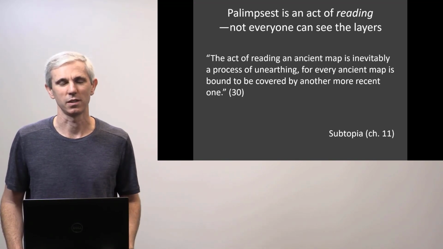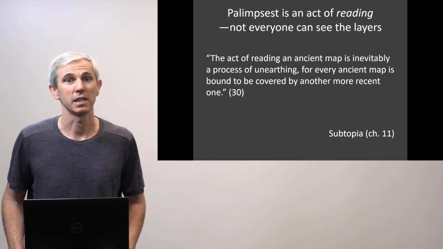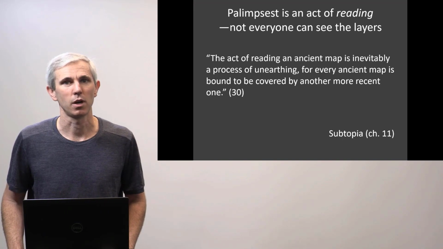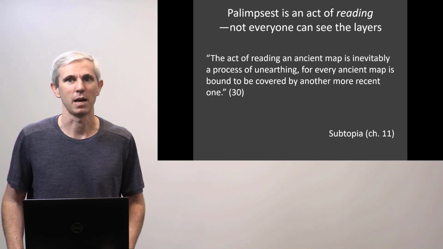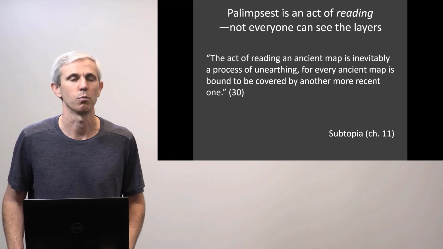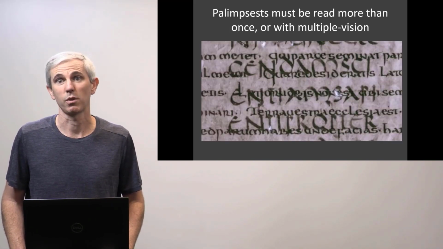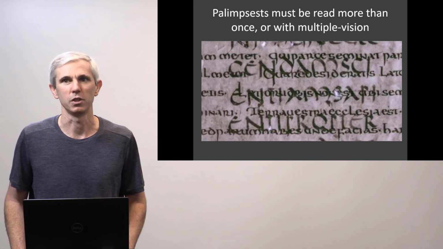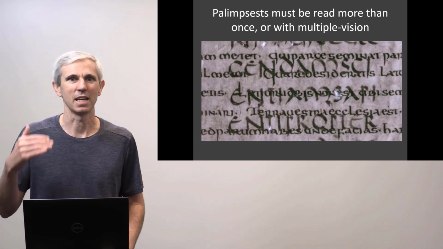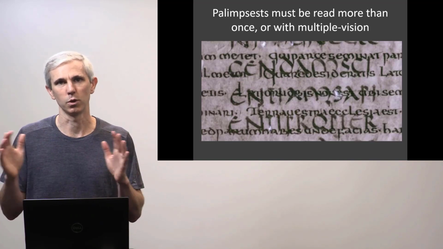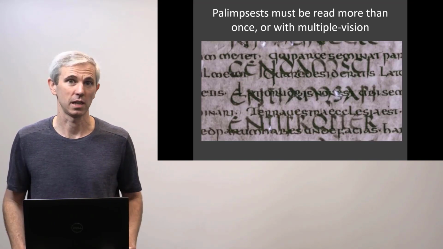He says at one point in the Subtopia chapter, the act of reading an ancient map, and I think you could say any map really, is inevitably a process of unearthing, for every ancient map is bound to be covered by another more recent one. So the type of reading that we have to do when we're dealing with maps and with places is to use multiple vision. Either we have to read that place again and again to try to uncover the different layers, or we have to have this kind of dual or multiple vision to see the different layers simultaneously.